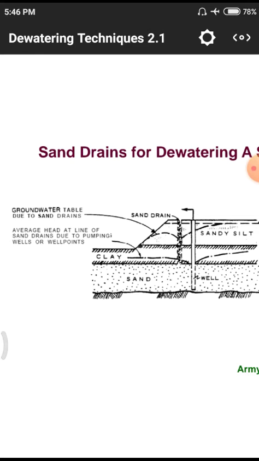What is the purpose of constructing a sand drain? That means to decrease the water content in the groundwater level. That is the main purpose of constructing these sand drains. Next one, we have the average head at the line of the sand drains due to the pumping of well points. That means in the previous case we had the groundwater level up to some content, but this sand drain decreases the groundwater content.